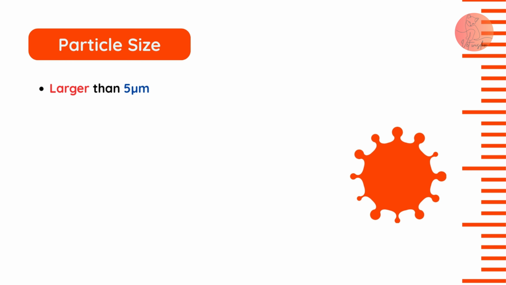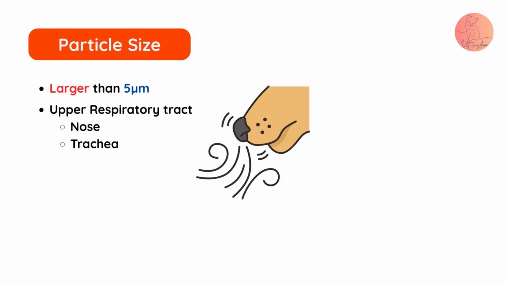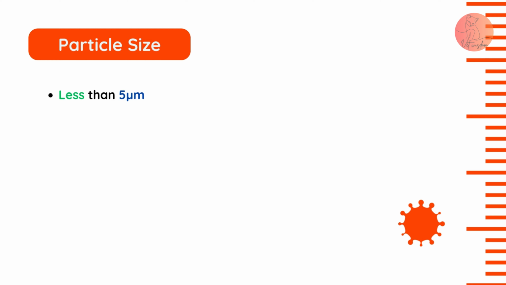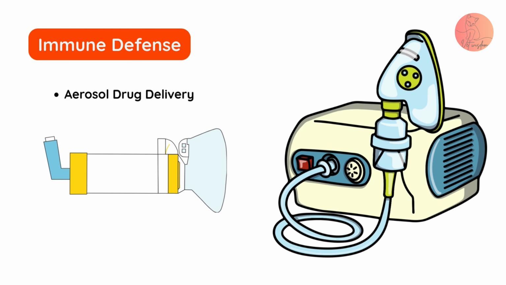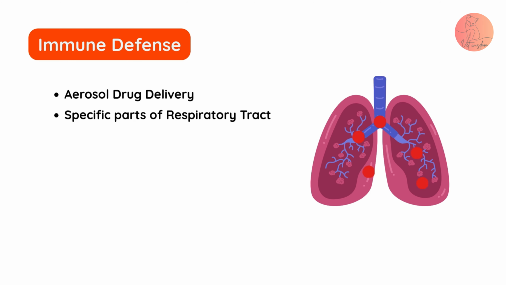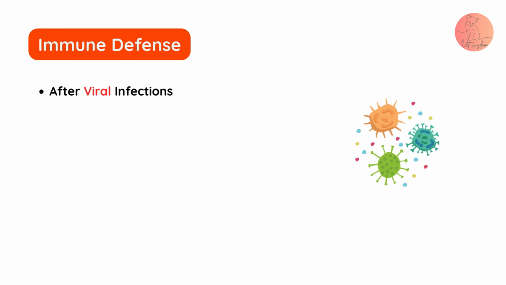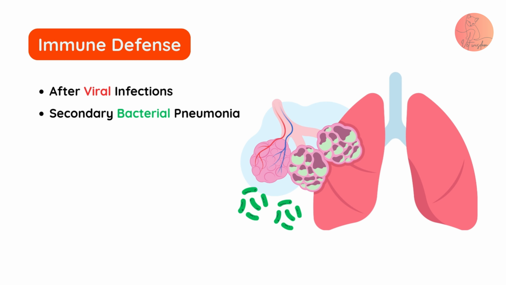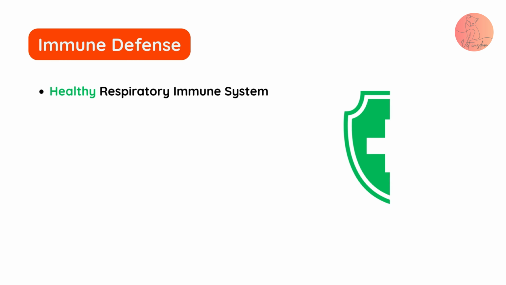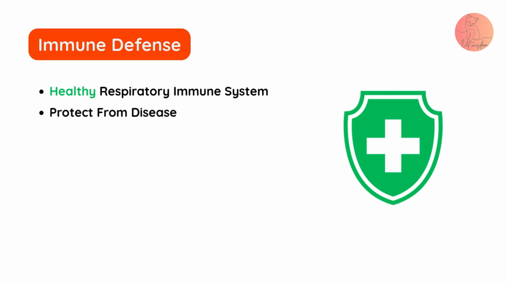If the particle is larger than 5 micrometers, it gets trapped in the upper respiratory tract, which is the nose and trachea, and the smaller particles, less than 5 micrometers, can reach the alveoli, making them more dangerous. This principle is used in aerosol drug delivery, where medications are designed to reach specific parts of the respiratory tract. After viral infections, animals are often more vulnerable to secondary bacterial pneumonia due to damaged defenses. In short, a healthy respiratory immune system is critical not just for breathing, but also for protecting the animal from disease.